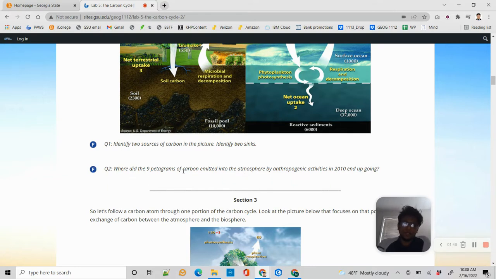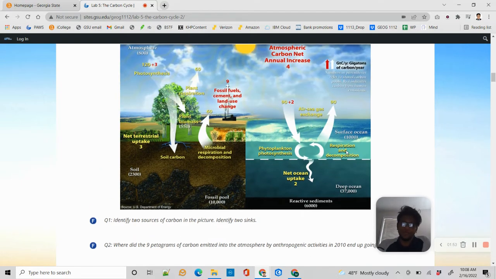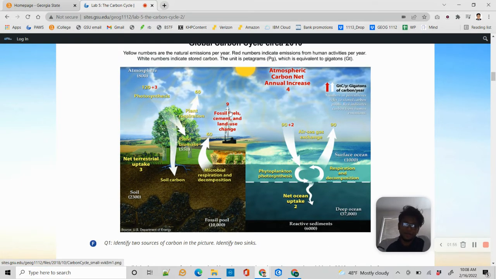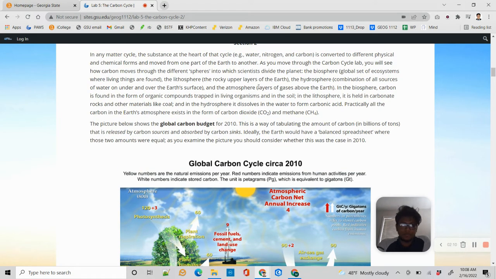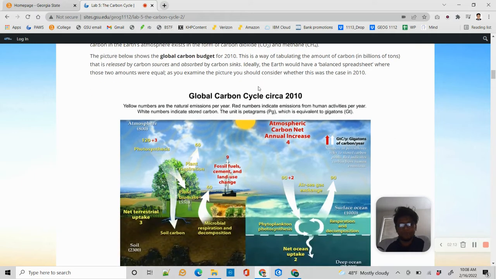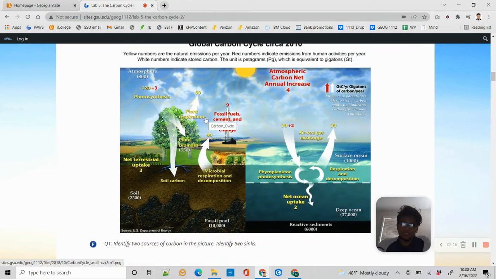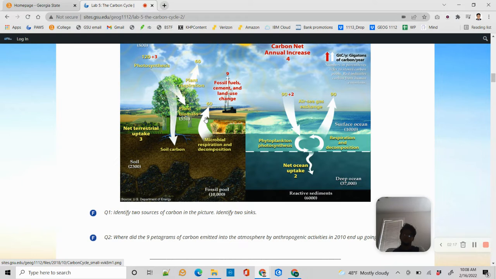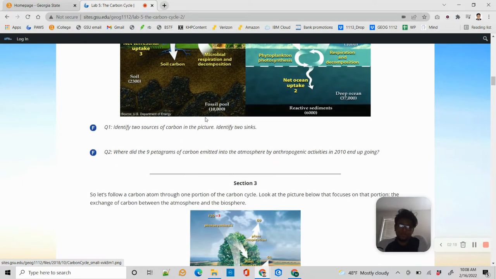Then question 2, where did the 9 petagrams of carbon emitted in the atmosphere by anthropogenic activities in 2010 end up going? So this red 9 petagrams of carbon, where it went, you can just track those red marks and you can answer this question. I've discussed that in my presentation as well. And in here as well, I guess there's some description about that, but the idea is you must watch my presentation video, which will help you to answer this question definitely.